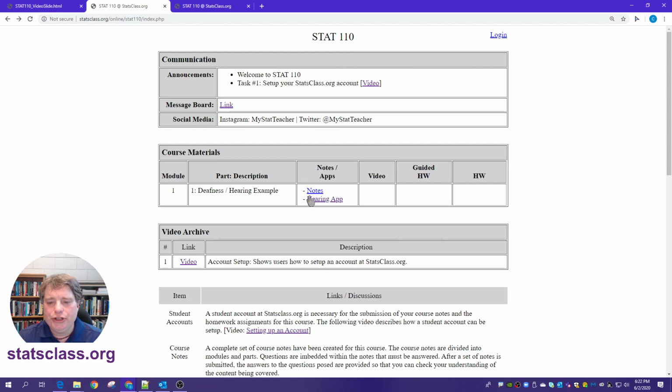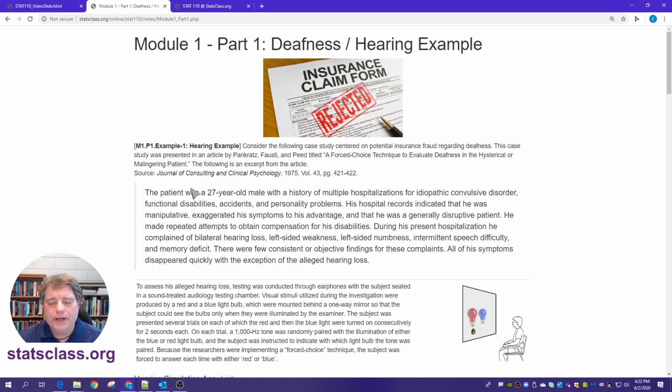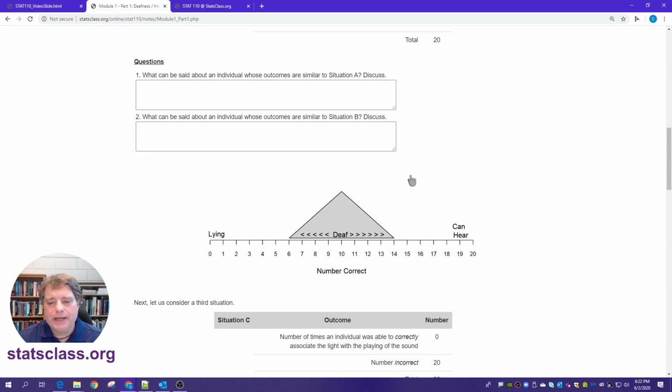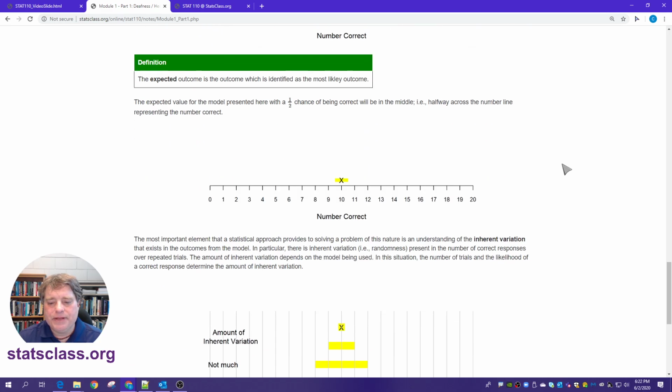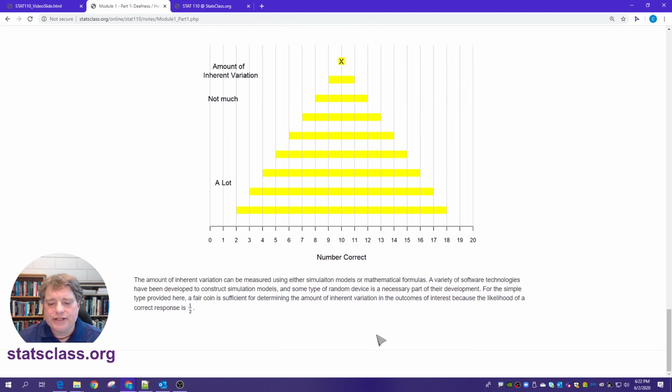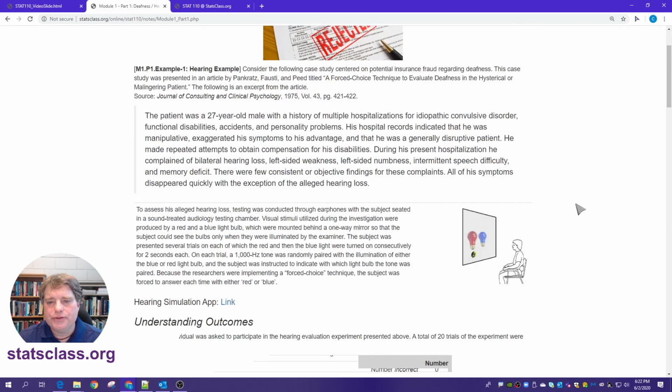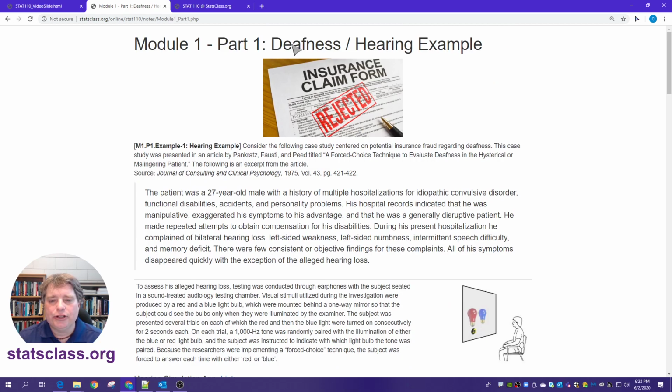Before selecting your notes, you're going to want to make sure that you're logged into your Stats class account. Let me show you what happens if you are not. You will see within the notes here, there are spots for you to answer questions, but there's not a button for you to submit those answers. The reason there's not a button is because you're not logged in, so you're not going to be able to submit those answers unless you're logged in.